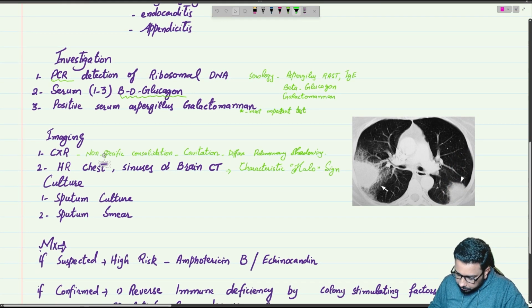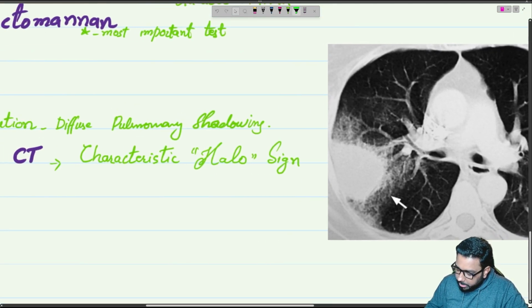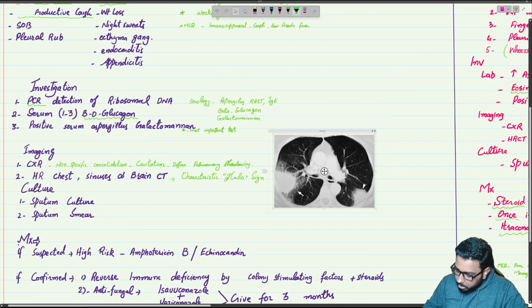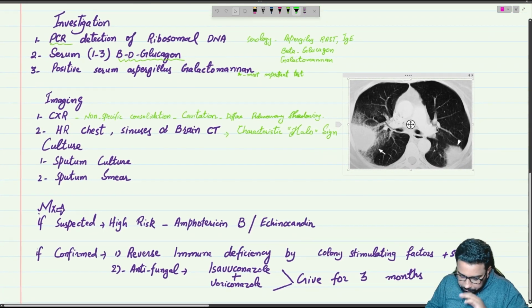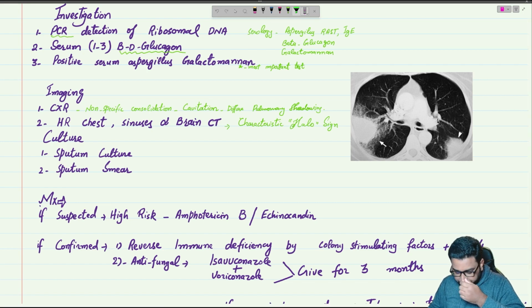That is enough. Chest X-ray imaging will show diffuse pulmonary shadowing, non-specific consolidation and cavitation. The CT will show a characteristic halo sign. So here is this halo sign on the CT. The other investigations that we can do are sputum culture and sputum smear.